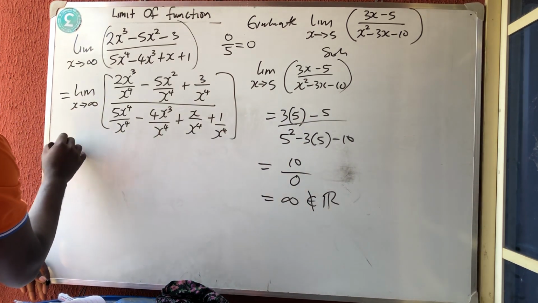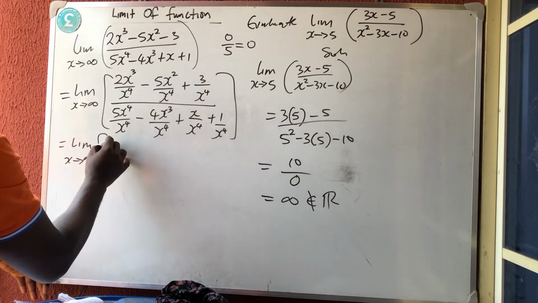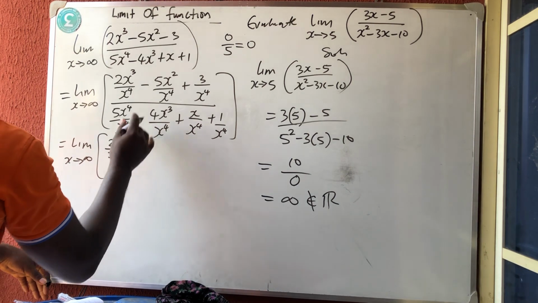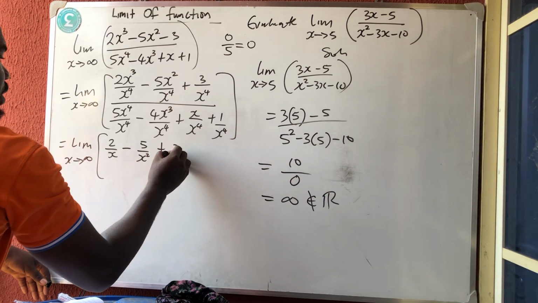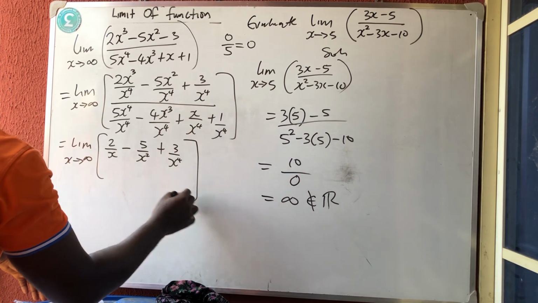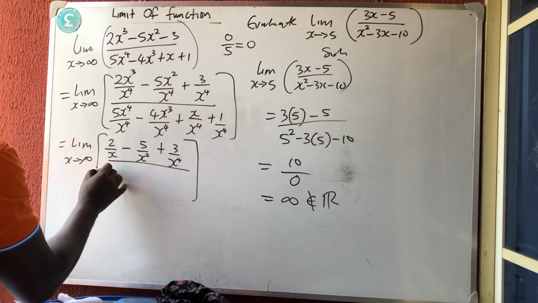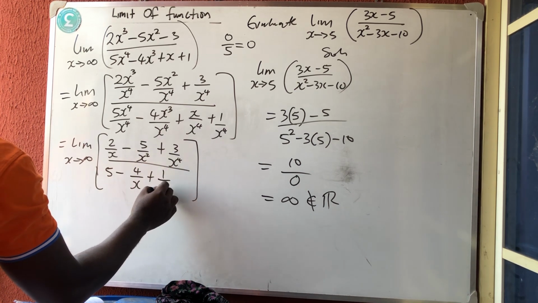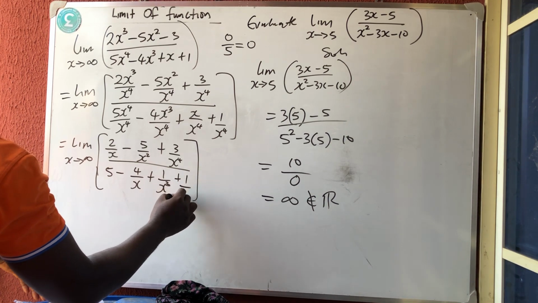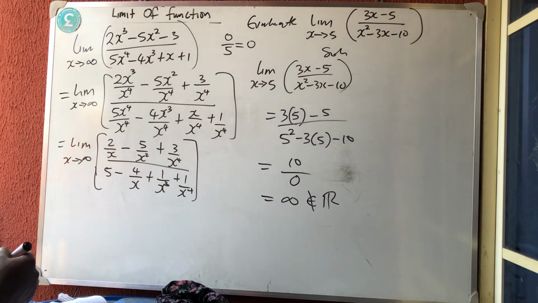So if we do this, we are having the limit as x approaches infinity of 2 over x, minus 5 over x squared, plus 3 over x^4, all divided by 5 minus 4 over x plus 1 over x^3 plus 1 over x^4. Now, once you are done dividing with the highest power of x, you can substitute that infinity.